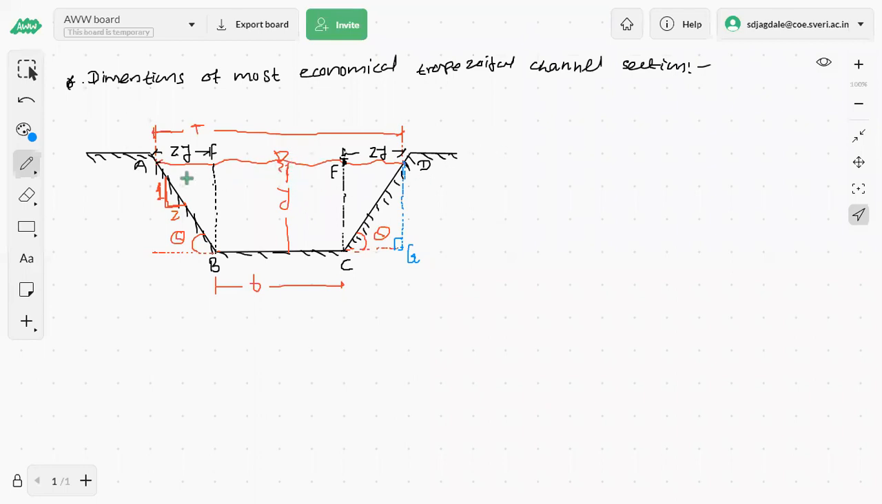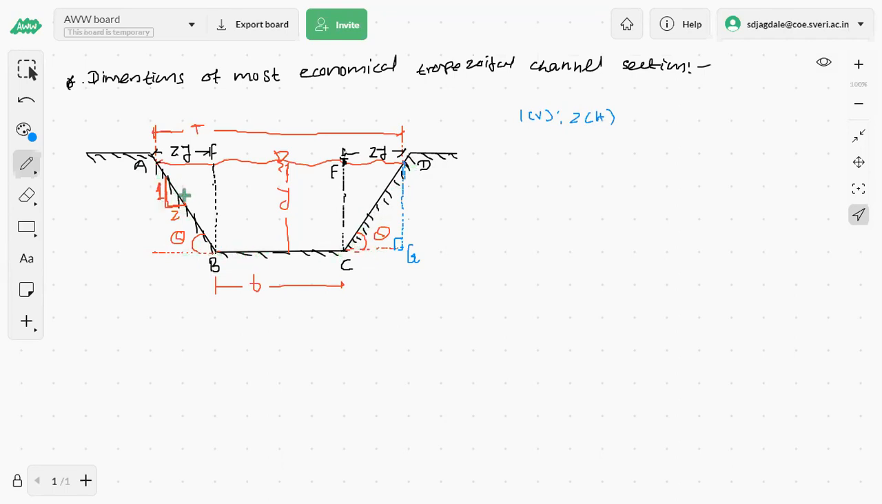Consider the trapezoidal channel section as shown in this figure, which indicates the depth of flow as Y, base width as B, total top width as T, whereas AD represents the water surface. Then we have considered the slope of the slanting edges AB and CD as one vertical to Z horizontal. Theta is the angle made by the slanting edge, either AB or CD, with respect to the horizontal.